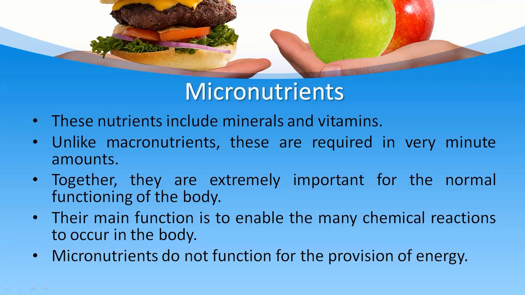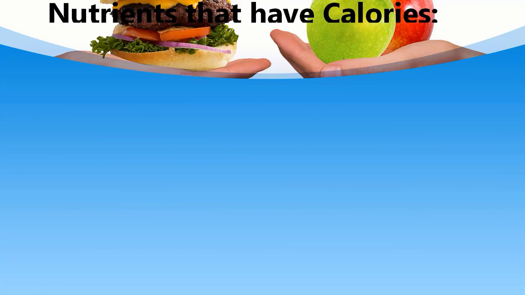That means macronutrients as well as micronutrients like vitamins and minerals are essential for the proper functioning of the body, and their main function is to maintain the chemical reactions that occur in the body. Vitamins and minerals have the capacity to maintain these chemical reactions, and micronutrients do not function for the provision of energy. They don't provide any energy, but they help in maintaining the chemical balance of our body.